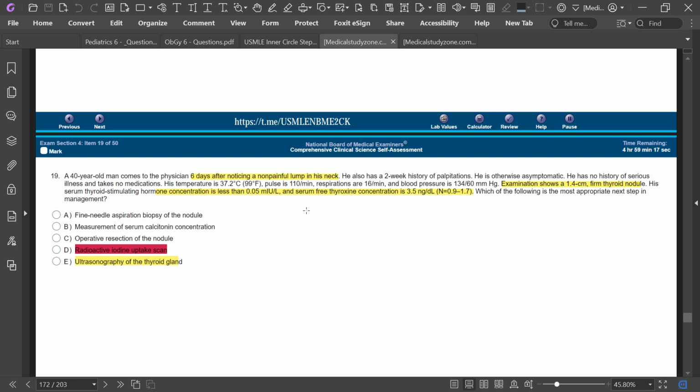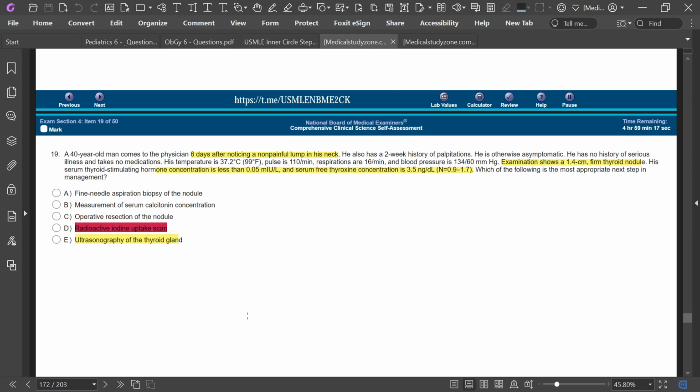So it is a hyperthyroid. Yeah. Okay, thyroid nodule.